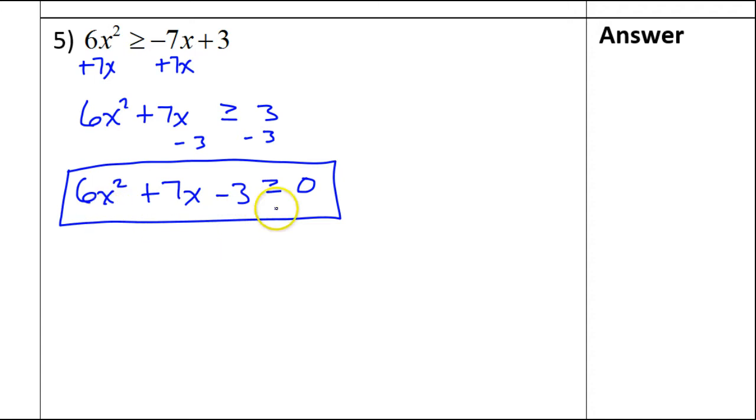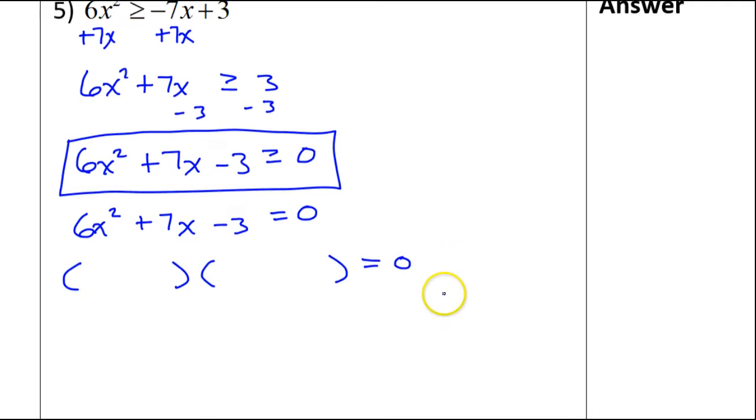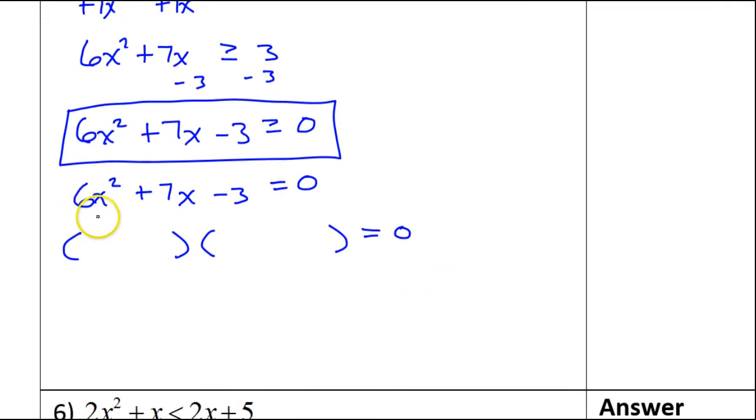Now, in order to solve this inequality, I need to start by solving the related equation 6x squared plus 7x minus 3 equals 0. So finding the zeros of the function will give me the boundary points for my solution set. So these key values will be very important. The first thing I would try to do is factor this. This is a quadratic trinomial, so I have options. If this doesn't turn out to factor, I can always use the quadratic formula, which sometimes you have to do.